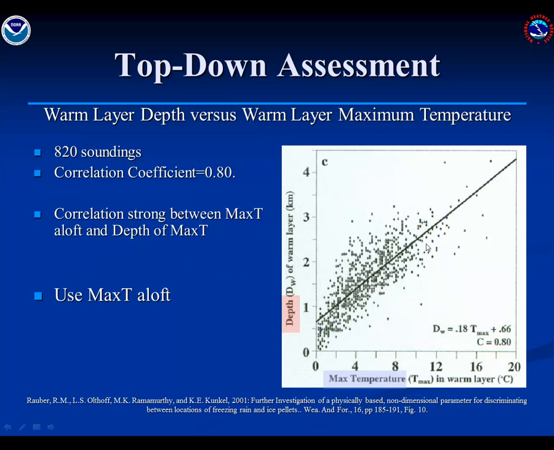Many people have seen this Robert et al. diagram from 2000 showing the depth of the warm layer versus the maximum warm layer temperature, with a correlation coefficient around 0.8. So there seems to be a fairly strong relationship between how deep that warm layer is and what the maximum temperature in that warm layer is.